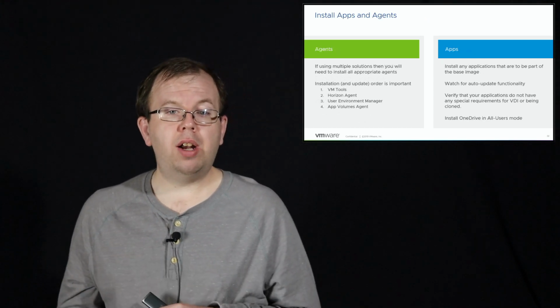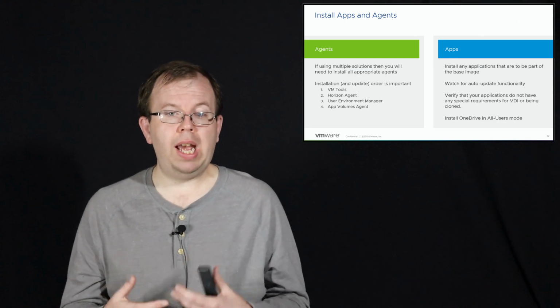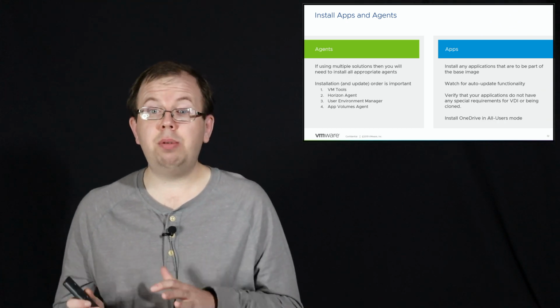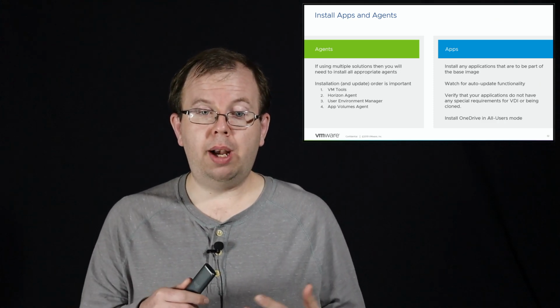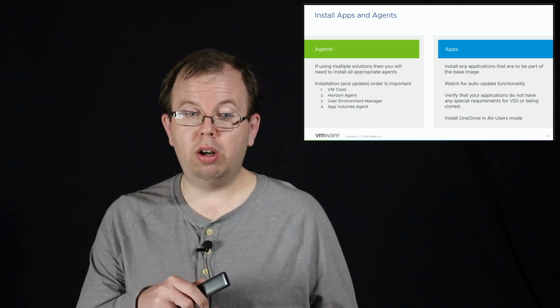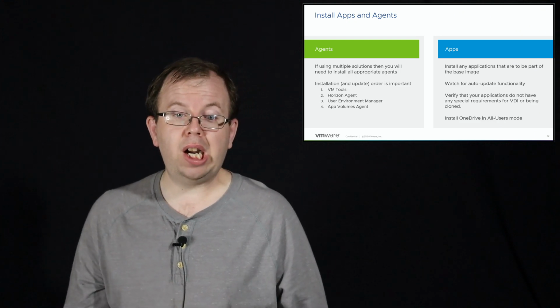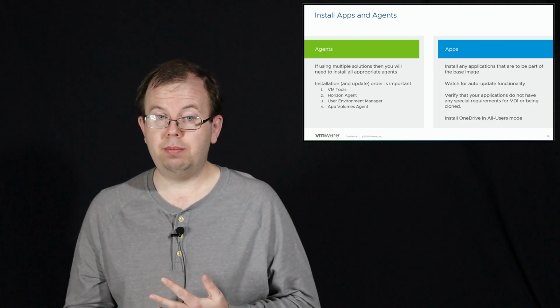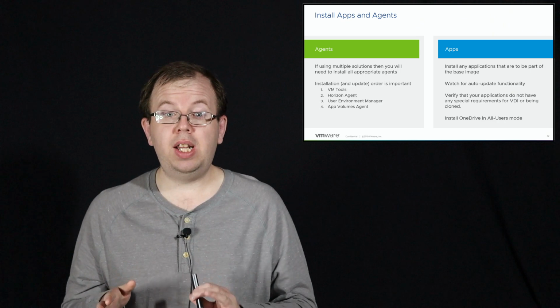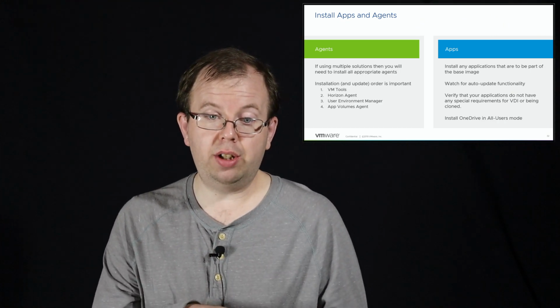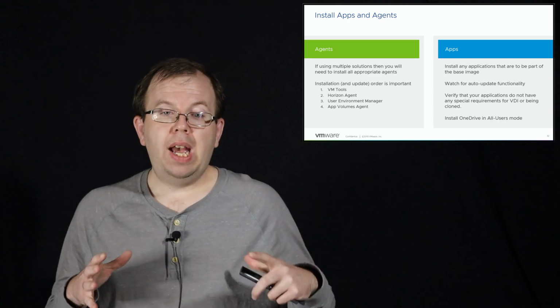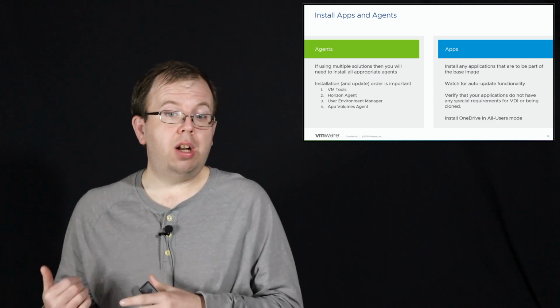So after we install VMware Tools, this is where we install our apps and our agents. Now the first thing we want to do here is install our agents. After VMware Tools, the order is Horizon Agent, User Environment Manager, and then App Volumes. Now, if you're also using NVIDIA, NVIDIA could go in here at any point after the Horizon Agent.